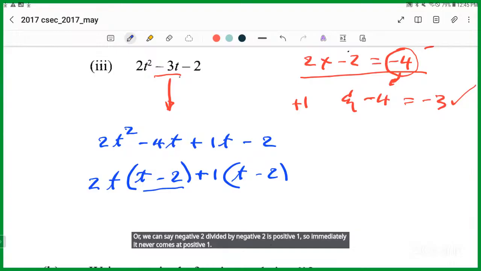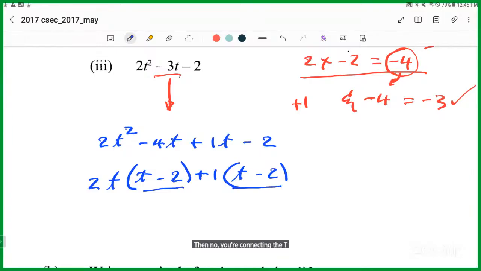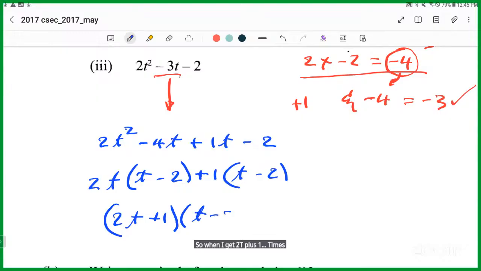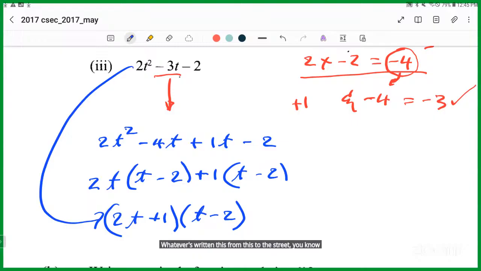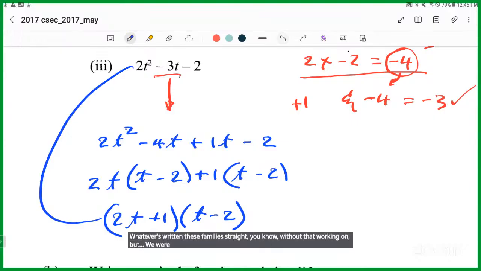Then now you're connecting the t minus 2 using 2t plus 1, because t minus 2 is now a common factor. So you're going to get 2t plus 1 times t minus 2. That is it. Alright, you could have just written this from this to this straight, without all that work, but we will practice that after we master this. I'll show you how to do it quick and fast.